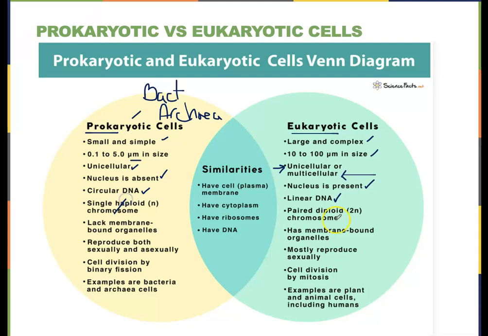Let's not worry about haploid and diploid chromosomes. This is really important, right? We do not have membrane-bound organelles inside prokaryotic cells. We have membrane-bound organelles in eukaryotic cells. These guys reproduce sexually and asexually. Most of the plants and animals and fungi reproduce sexually, not all, because again, eukaryotic cells also include protists, and some fungi reproduce asexually.